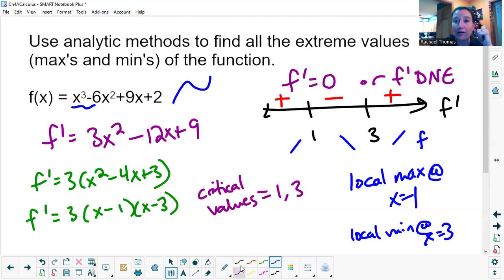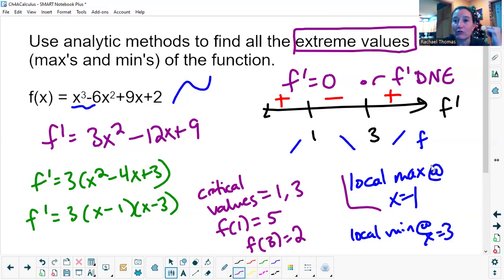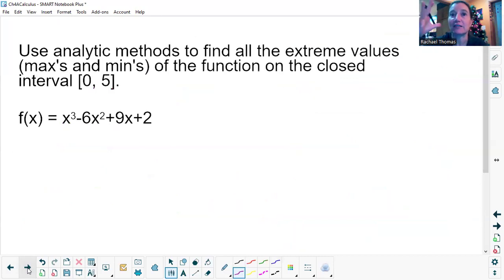Now, I will point out I'm not 100% done with this question because it asked for the extreme values, not the x values where they occur. I did not say local max equals 1. I said the local max happens at x equals 1. So now I've got to actually plug those numbers back into my original function to find the values. f of 1 is 5 and f of 3 is 2, so the local max equals 5 at x equals 1, the local min equals 2 at x equals 3. Fantastic.